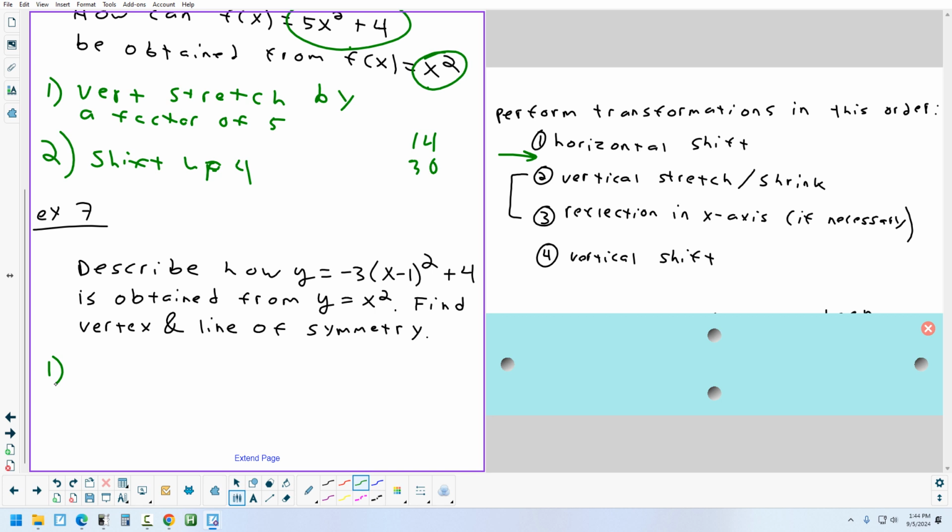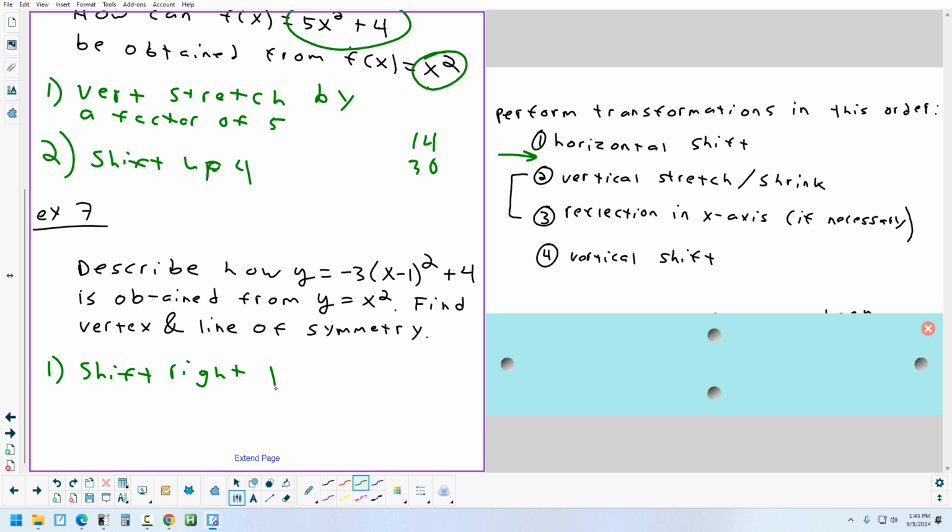-1. And which way, Alejandro, which way is -1 going to move the graph? To the right. So shift right 1.